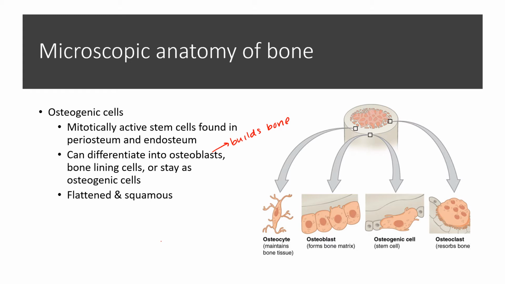Bone lining cells, which maintain bone tissue. Or they may just simply stay as osteogenic cells, waiting to differentiate based on the needs of the bone. Mostly they're going to convert into bone lining cells. Around areas of growth, they'll convert into osteoblasts, and in between they may stay as bone lining cells, waiting to see whether or not they should turn into blasts or bone lining cells.